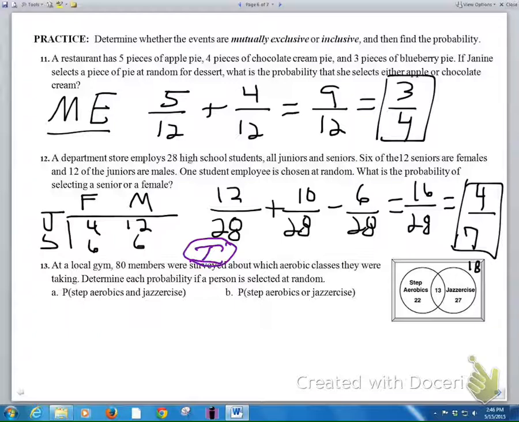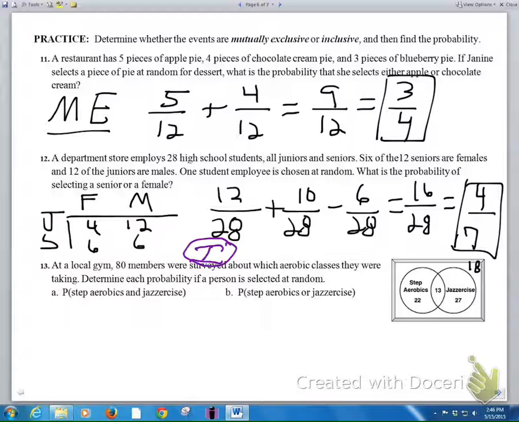Alrighty. A local gym, 80 members were surveyed about which aerobics classes they were taking. Determine each probability of a person. So there is overlap, and there's 80. Since there's 80, and the numbers in there don't add up to 80, you know 18 don't take any. So you have to have that.